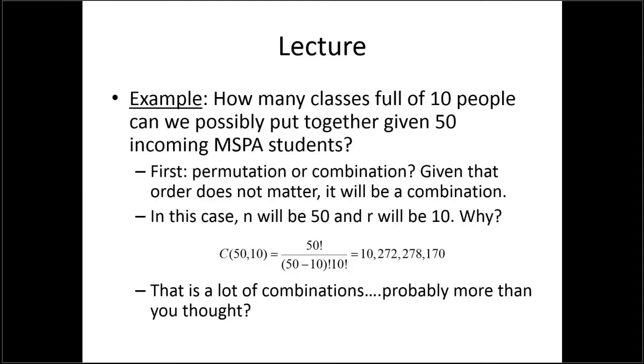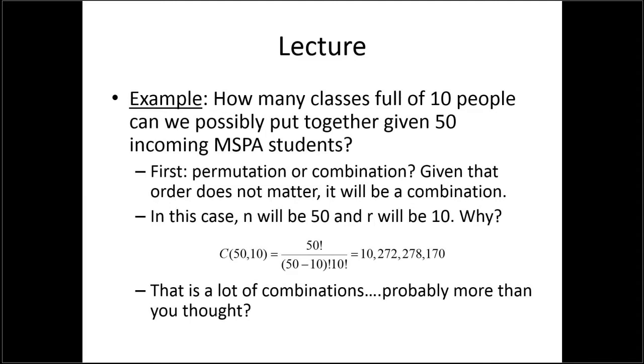Let's look at how many classes full of 10 people we can possibly put together given 50 incoming analytics students. So we have 50 students coming in. How many different classes of 10 people can we put together? The first thing you want to look at with any problem of this sort is, does order matter? Given that we're just putting together classes of 10 people, it really doesn't matter what order these people are in. So if order is not important, it's going to be a combination.